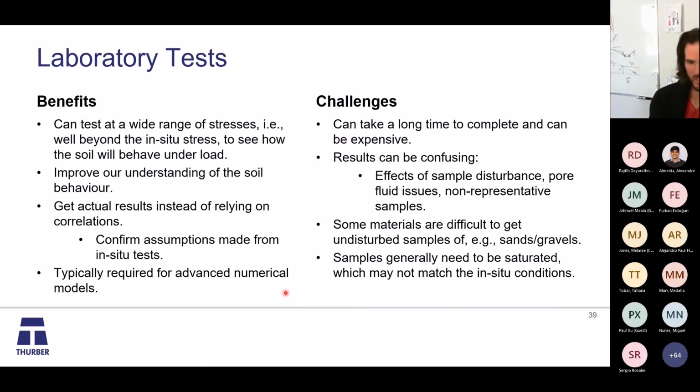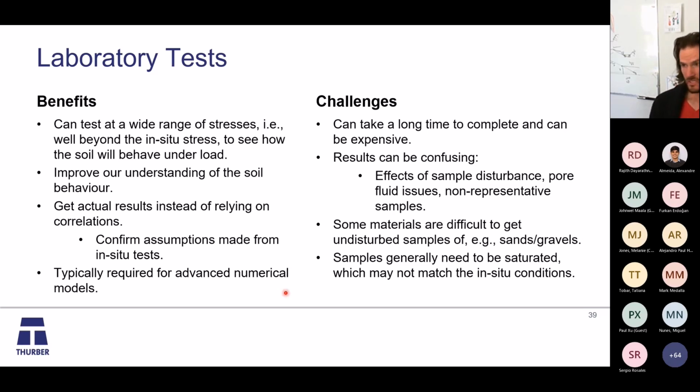So running towards our conclusion here, lab tests have a lot of benefit. We just saw that. We can test a wide range of stresses. We can test well beyond what the in-situ stress is to see how our soil will behave under the loads we're expecting during design. We can improve our understanding of the soil behavior, and we get real results instead of relying on correlations, which help confirm our assumptions. We'll use the correlations, then we'll do the testing. Okay, do these make sense? And we typically require some parameters from these tests for advanced numerical models.